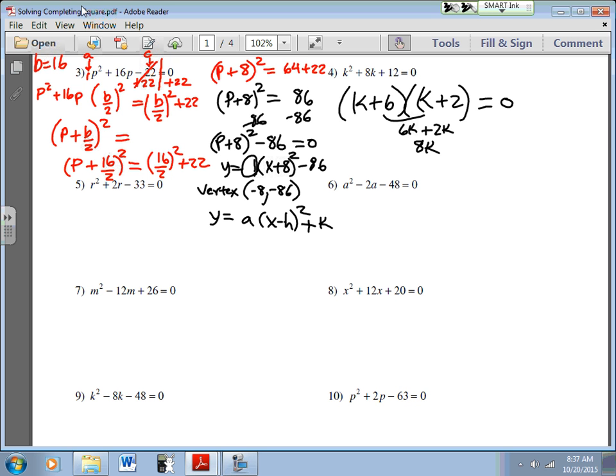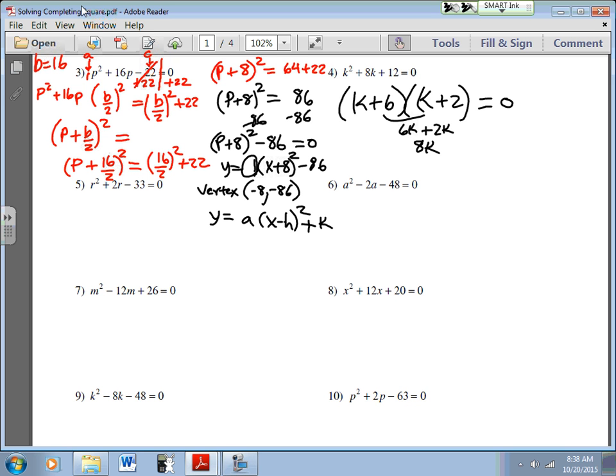Yeah. Okay. Now this one over here, do you see on number 4 we factored it pretty easily and quickly? But do you see that the factoring of it doesn't tell me where the vertex is? And it doesn't tell me, I do know that the y-intercept is at 12. Okay.